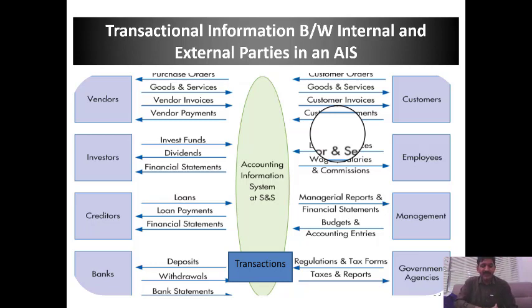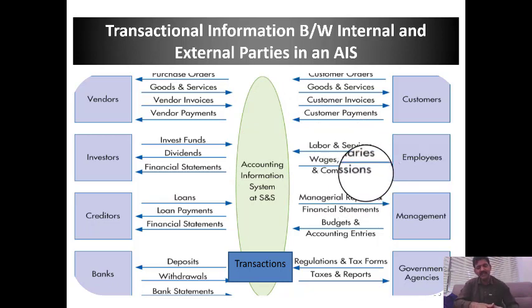Management. So what does management do? Management makes various decisions for the business, and those decisions come from where? From the accounting information system in the form of budgets, accounting entries and financial statements, etc.